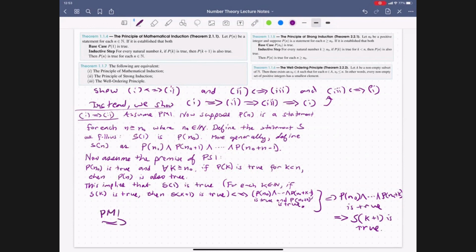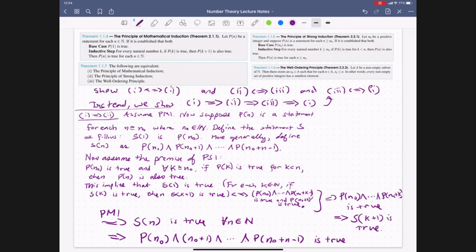So now we have, by the principle of mathematical induction, that S of n is true for every natural number n. But now this is saying that the conjunction, so now we're going back to P of n naught, this is saying that the conjunction P of n naught plus 1, all the way to the conjunction with P of n naught plus n minus 1 is true for all n.